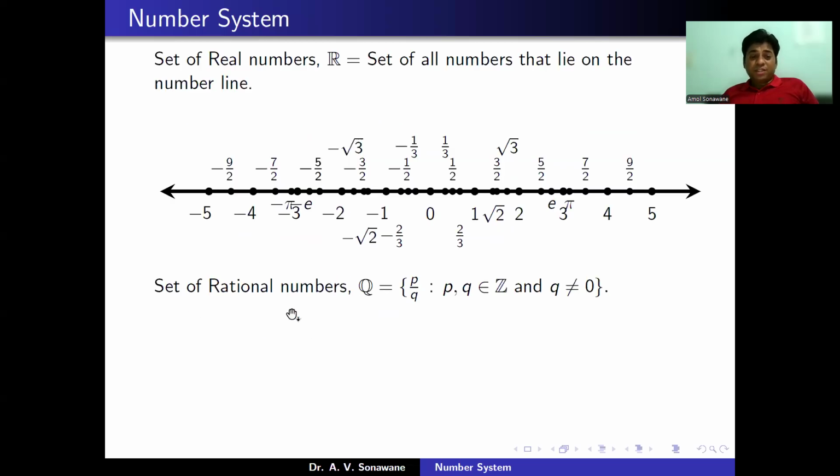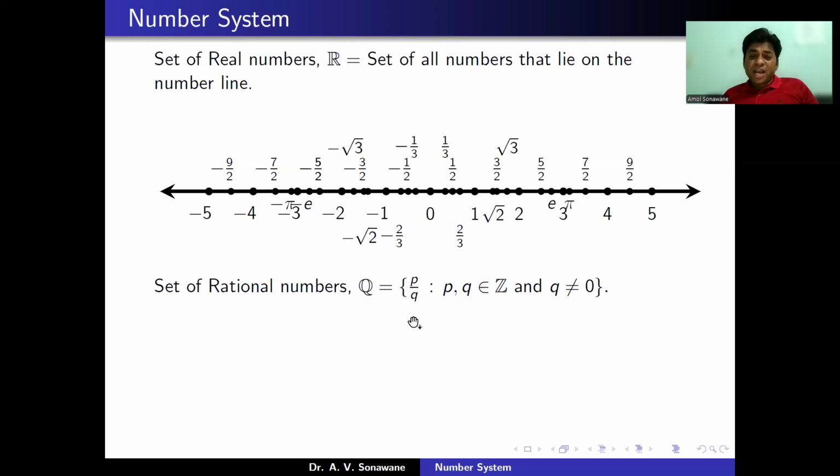We know the set of rational numbers. Set of rational numbers contains all the numbers in the form of p by q, where p and q are integers and q is non-zero. You can see that the numbers 1 by 2, 3 by 2, 5 by 2, similarly -3 by 2, -5 by 2, 1 by 3, -1 by 3, 2 by 3, -2 by 3, all are rational numbers and they lie on the number line.